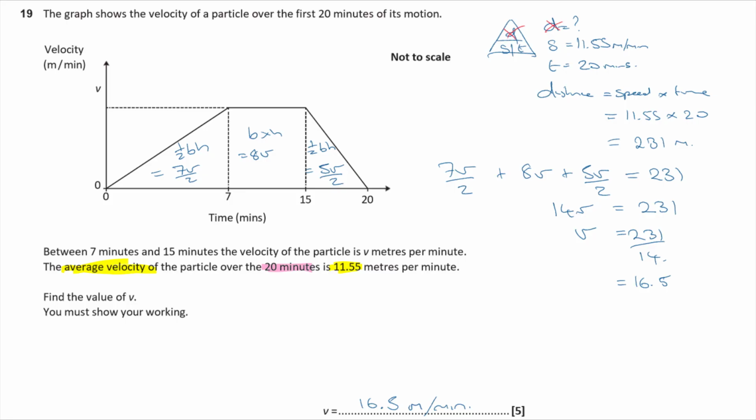Does that feel about right? Well, remember the average speed was about 11.5, and it was only at the top speed of v for a part of that. So we're expecting v to be greater than 11.55 because it would have got up to that fast speed for a little bit, which would make up for some of the times it was going at a slower speed. Okay, yeah, so it looks decent. I think I'm happy with that.